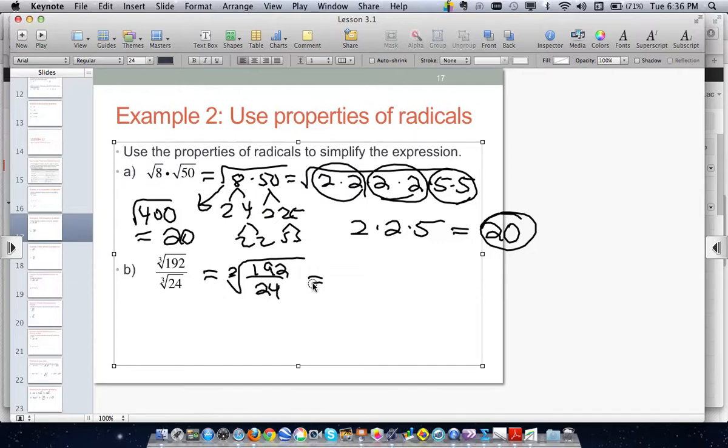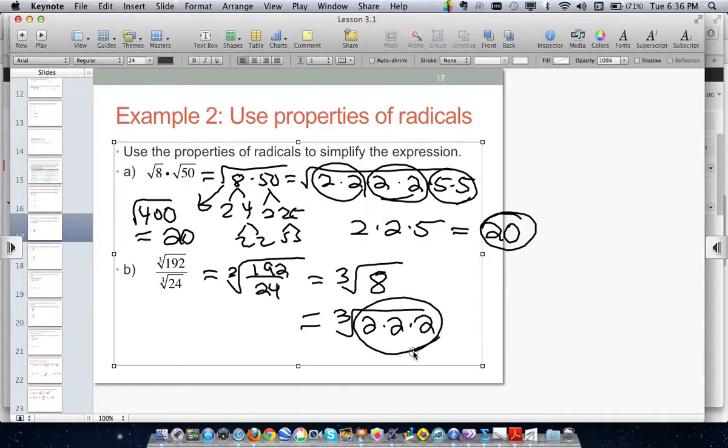But fortunately for us, 192 divided by 24 is equal to 8. And if you don't already know, you can use prime factorization, factor out 8, and look, we have 3 2's, and since I'm looking for the cube root, that's perfect. The cube root would be simplified down to 2.